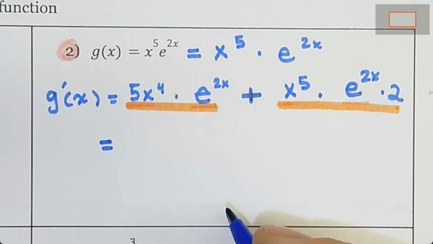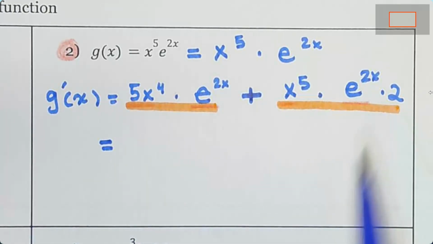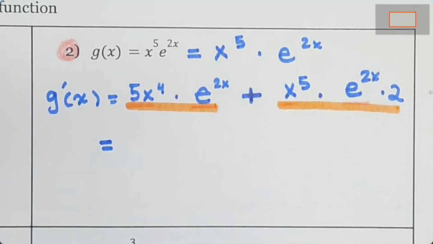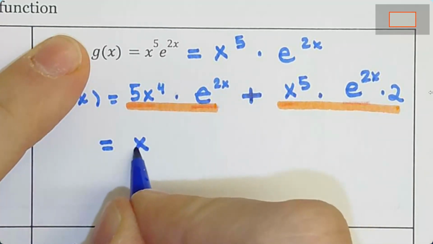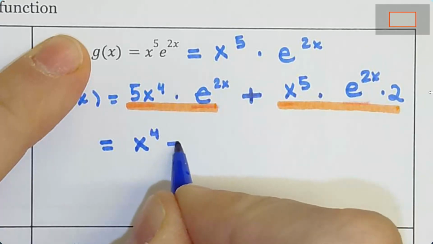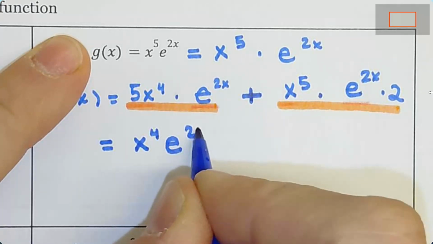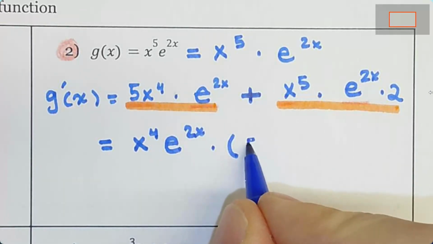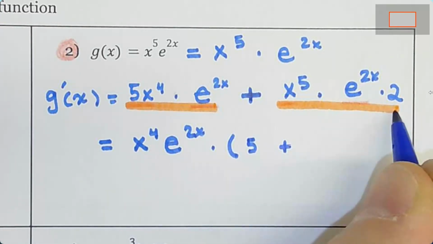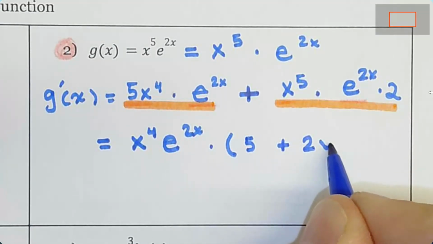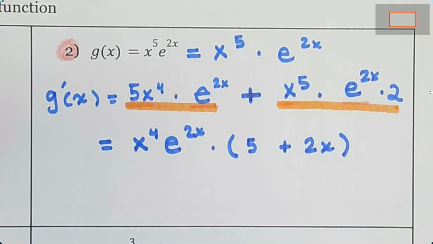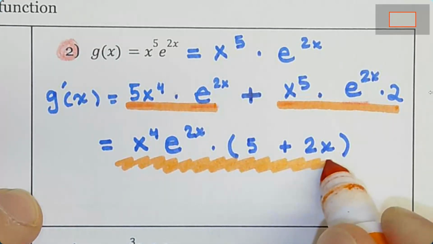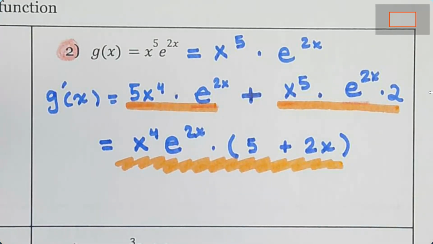So in the case of this problem, let's see, I've got a 5 and a 2, no common factors there. X to the 4th and x to the 5th, I could take an x to the 4th out, and I could also factor an e to the 2x out. And if I did that, here we'd be left with a 5, plus here we would be left with a 2x. So I would like you to write your answers in this form. Okay, so there's our derivative equation.